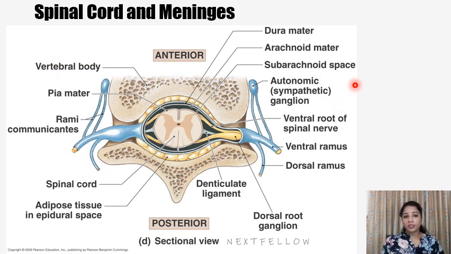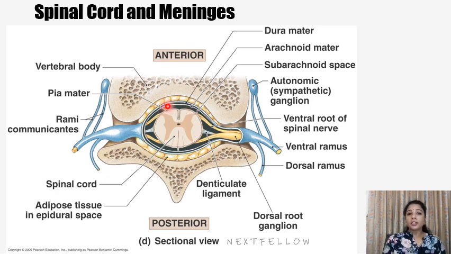Next, about the coverings of the spinal cord, which are called meninges. There are three coverings. The outermost is the dura mater, then the arachnoid mater, and the layer which is intimately attached to the spinal cord is the pia mater.